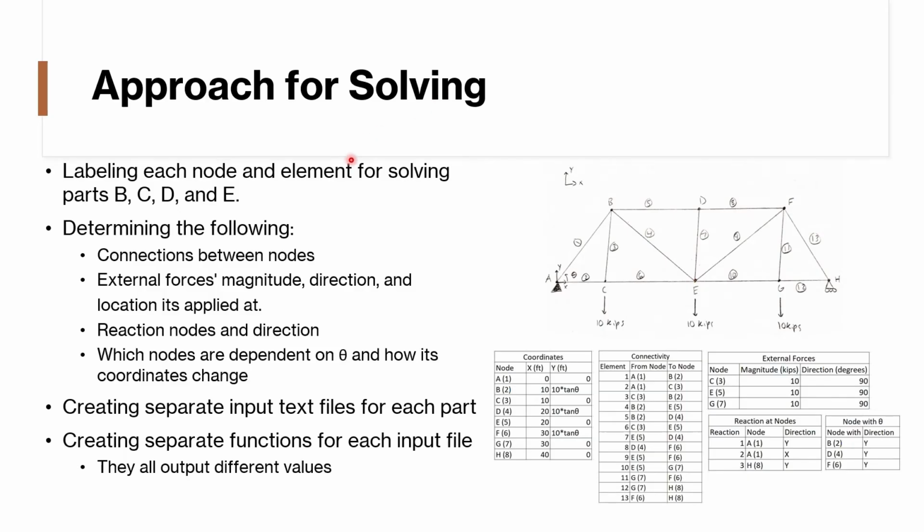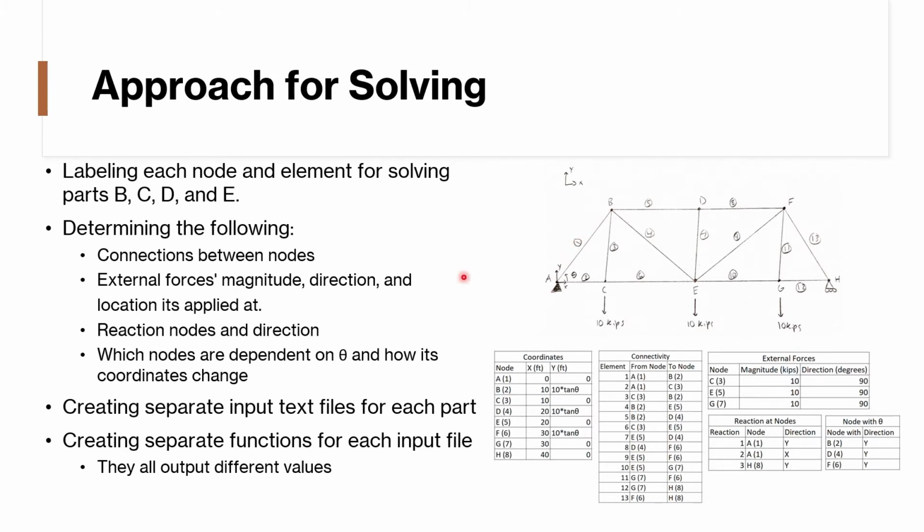Here's our approach for solving truss systems using Matlab code. We first want to label our nodes and elements. On the right-hand side, you can see that we have our nodes labeled with letters and elements labeled with circled numbers. After labeling nodes and elements, we want to determine the connections between nodes, which will be our node from and node to values. For example, element 1 is from node A to node B.